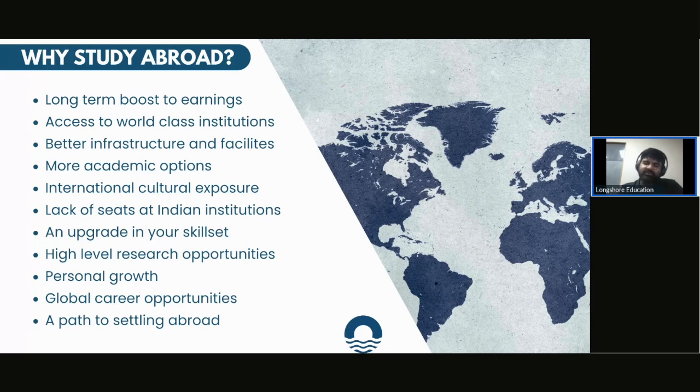You get access to a wide variety of world-class institutions. You get better infrastructure and facilities, more academic options, international cultural exposure. So even though India has some good institutions, the kind of student set that you get to interact with is not as diverse and not as all over the world as you would get from a foreign institution where you are studying with students from maybe 30 countries, 40 countries, even in some cases 100 countries.